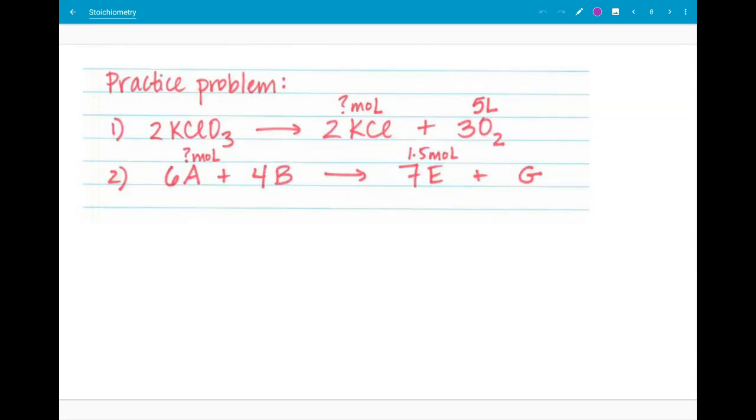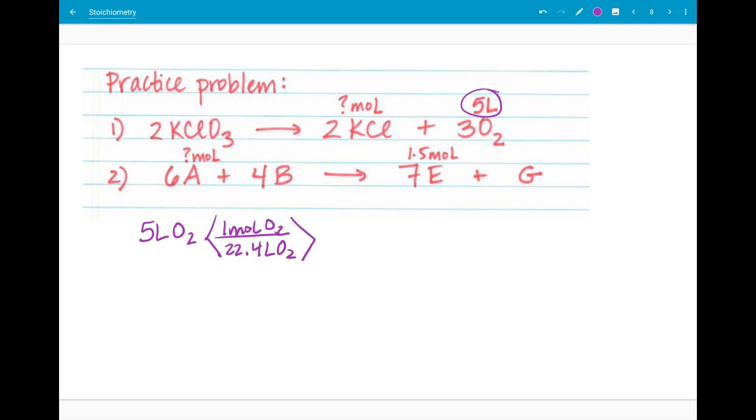Okay, so let's go ahead and try a couple practice problems here. So I notice this first reaction. I have the 2 KClO3 going to 2 KCl plus 3 O2. I'm starting with 5 liters. So 5 liters of O2. When in doubt, convert to moles, even if you don't know what you're doing. It's almost always worth points.